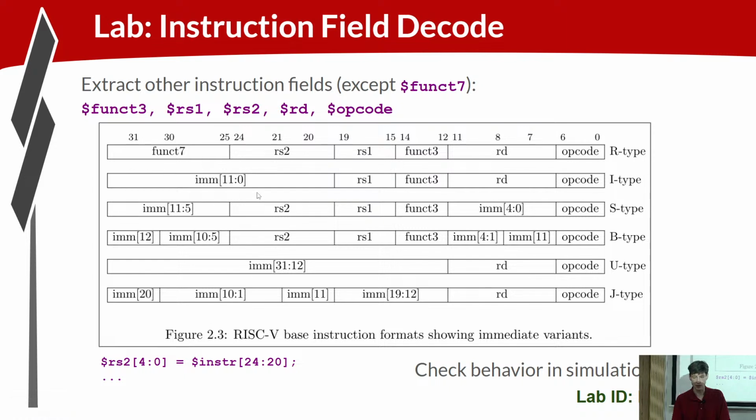And for some instruction types, that's going to be valid. For other instruction types, it's not going to be valid. No need to worry about that at the moment. If we need to have it, that's where it comes from always. So direct assignment, same thing for the others. So you'll do funct3, RS1, RS2, RD, and opcode.